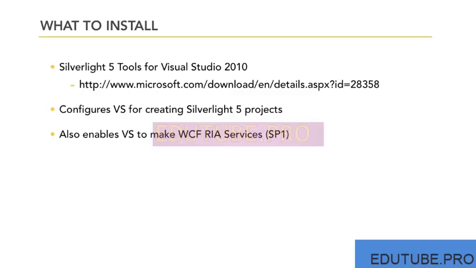When you install the Silverlight 5 update, you also get the latest service pack of .NET RIA services. This toolset simplifies connecting to services on the server by creating client proxies on your behalf.